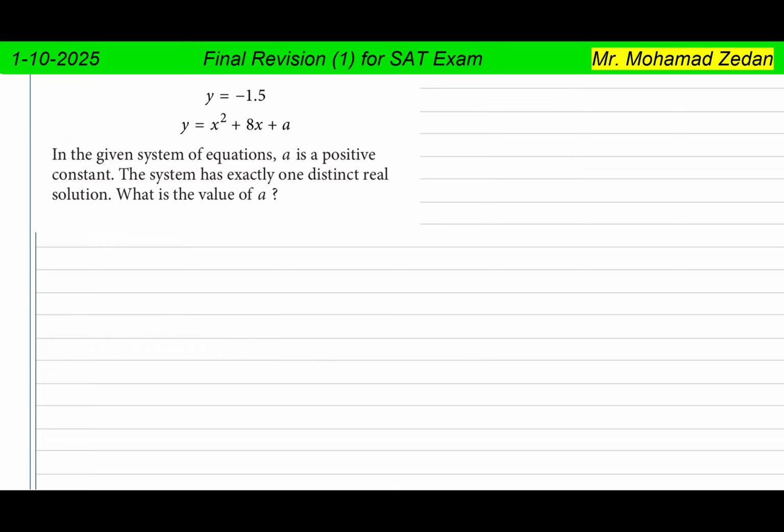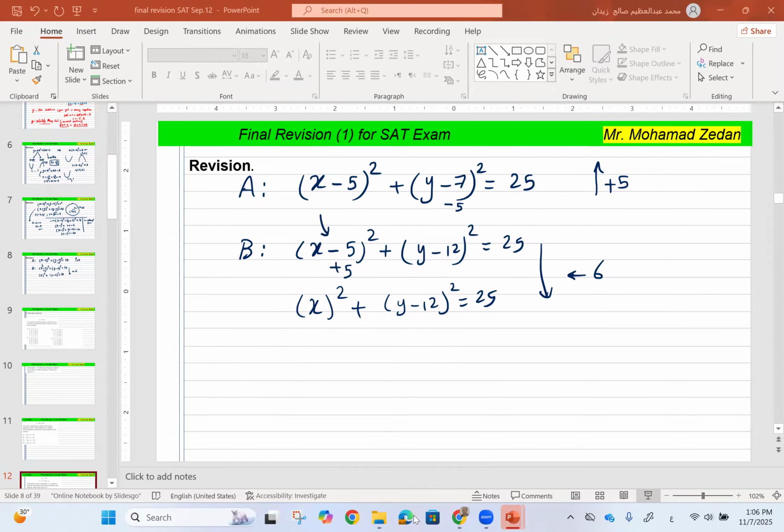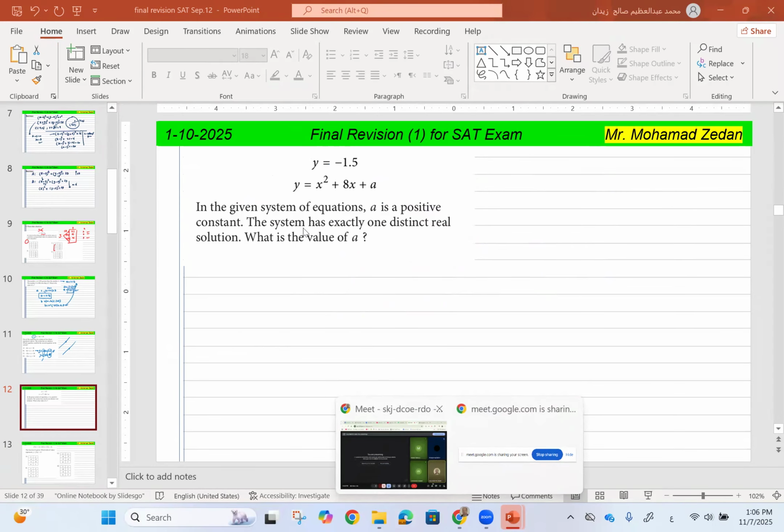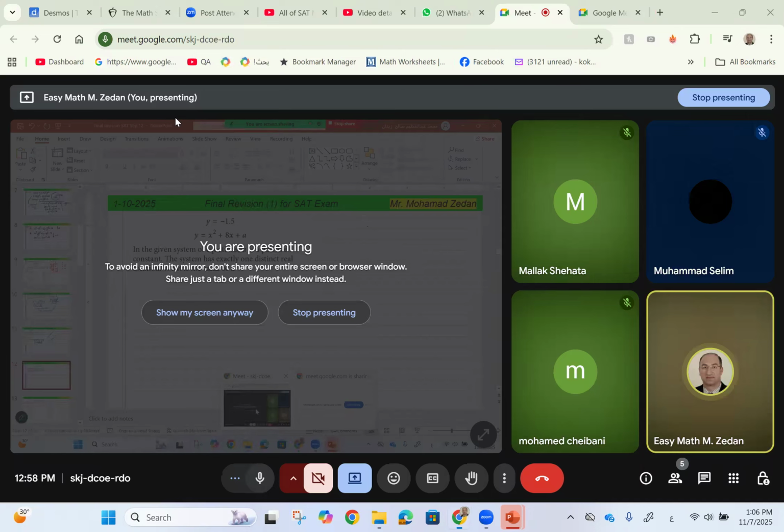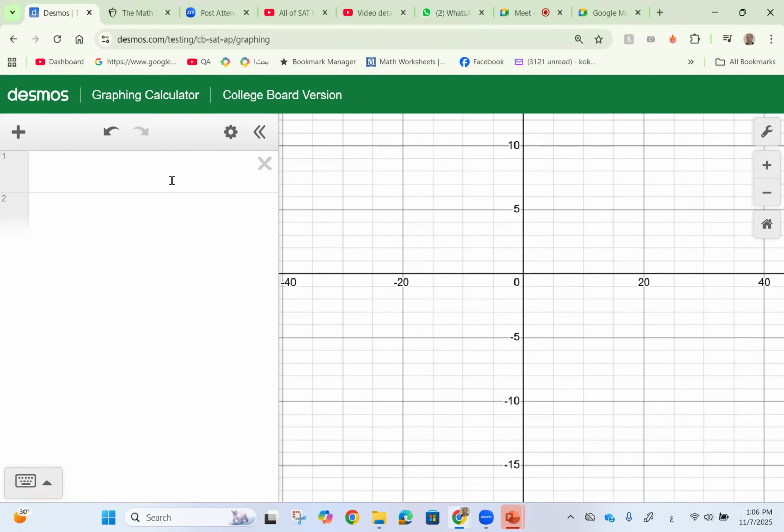Every one of you now go to Desmos and try to graph this pair of equations, and check how you can find the value of a. So you write y equals negative 1.5 and y equals x squared plus 8x plus a, and we try to get the value of a.